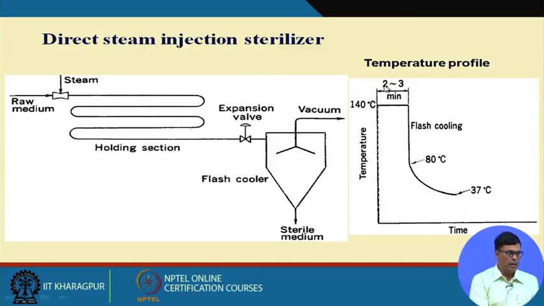Now here is the temperature-time profile of this system. You can see that as soon as the media is injected, the temperature rises instantaneously, because there is no heat loss basically; the heat from the steam is directly transferred to the media. So the temperature will instantaneously rise to 140 degrees centigrade and you can hold it, then do the flash cooling like this to 80 degrees centigrade, then slowly cool it down to 37 degrees centigrade. This is what we have, but this is not in practice in industry.